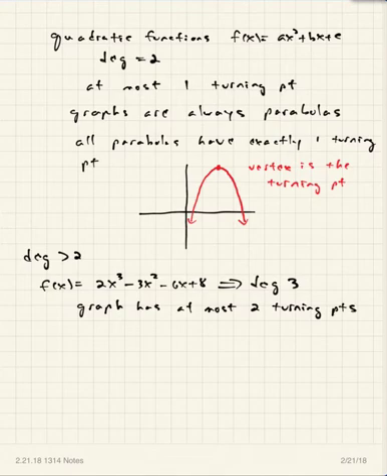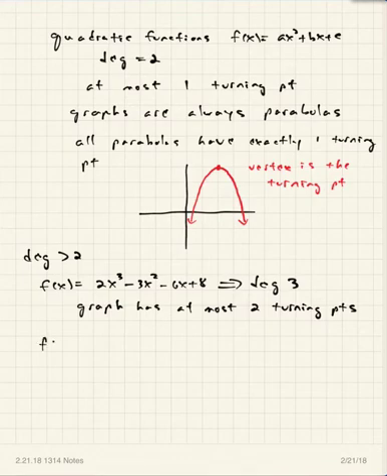Now notice it says at most. That's what the rule says. So it could have fewer. And what actually turns out to happen, we will see a little later, either later today or next Monday, is that they either have 2 turning points or they don't have any turning points at all. It's one or the other for a 3rd degree function.